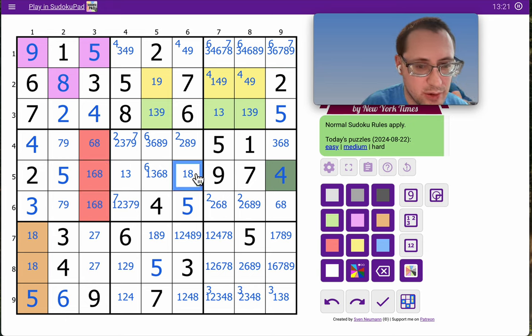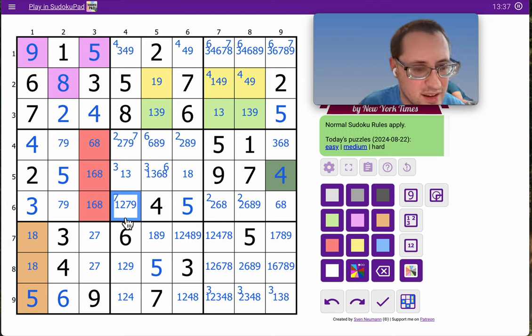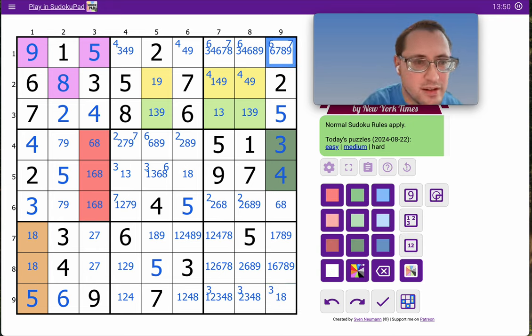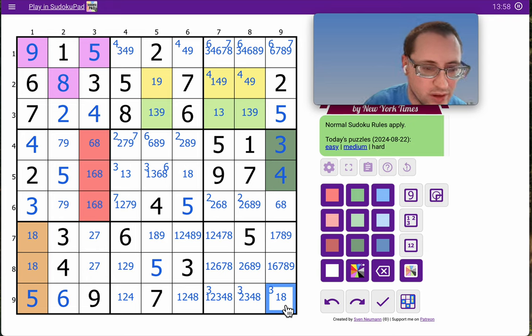Okay, it does help. This can't be 3, that can't be 3. 2 spaces for 3 in row 5, both in the same region. That rules out a bunch of other spots for 3. And it only leaves one spot for 3 in region 6. This is not 3, and that's not 3. Let's see, 1, 8. Now, unfortunately, this doesn't do me any good.